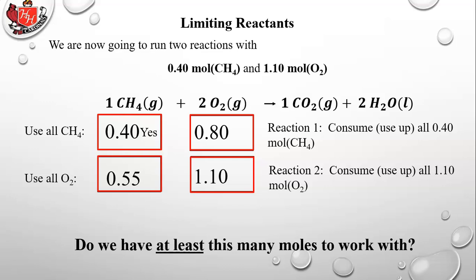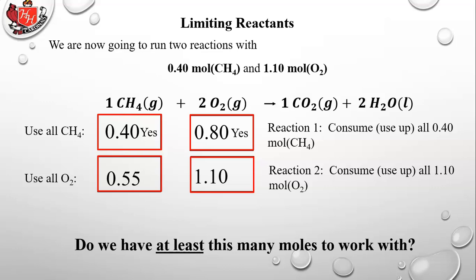Now we're going to go over to the box on the right, 0.8. Do we have at least 0.8 moles of O2? And the answer is yes, we have 1.10 moles of O2, so we have more than 0.8 moles. So we have enough O2, in other words, more than enough to combust all of the CH4. It takes 0.8, we have 1.10 moles of O2, so yes, we have enough O2 to combust all of the CH4.